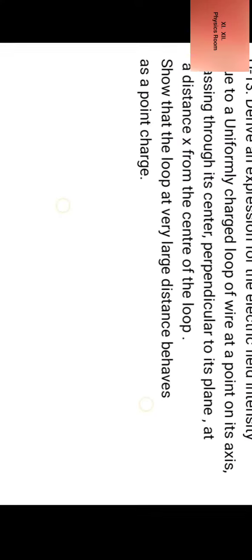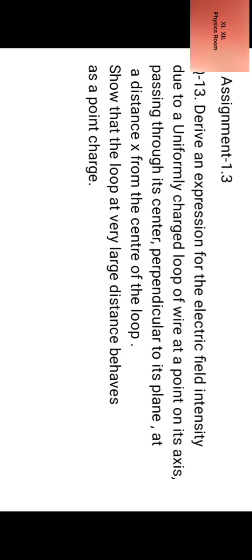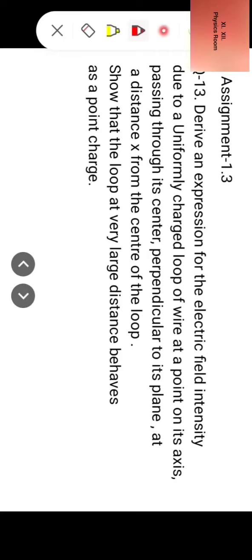Now, assignment 1.3 continued. Question number 13. Derive an expression for the electric field intensity due to a uniformly charged loop of wire at a point on its axis passing through its center perpendicular to its plane, at a distance x from the center of the loop. Show that the loop at very large distance behaves as a point electric charge.